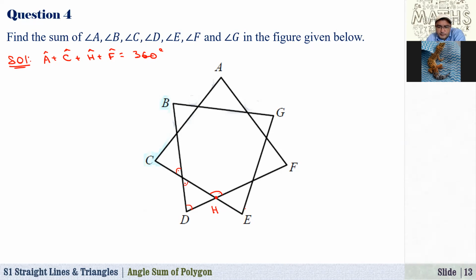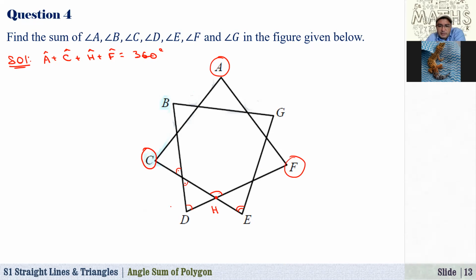All right. Angle E, just a minute. Okay, A plus C plus H plus F is equal to 360 degrees. Now we need to find H without using ACF. We have already used this angle, also this angle, also this angle, right?